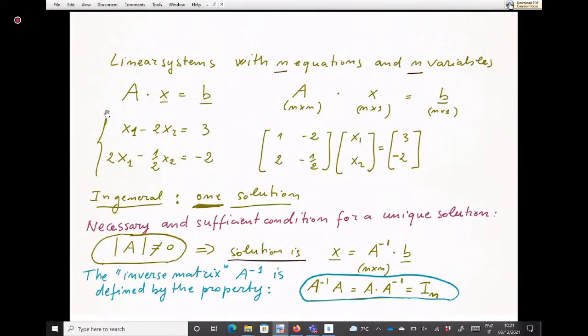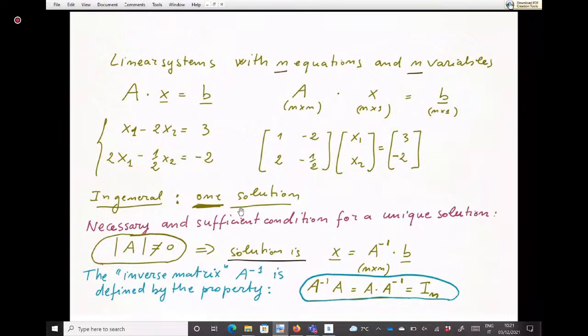x1 minus 2x2 equal to 3, and 2x1 minus 1/2 x2 is equal to minus 2. So this is the matrix form of the linear system. It is a 2 by 2 system in this example. It has two equations and two unknowns.